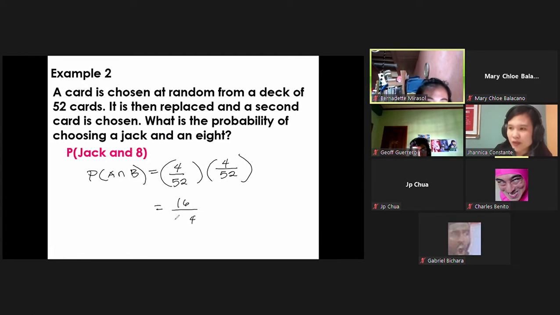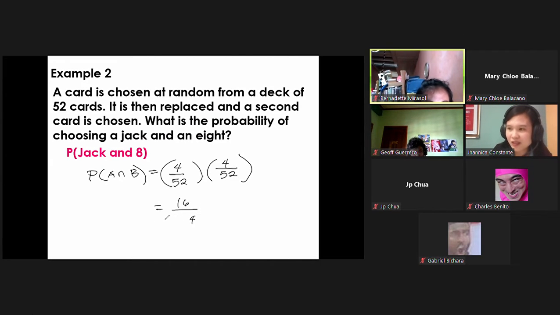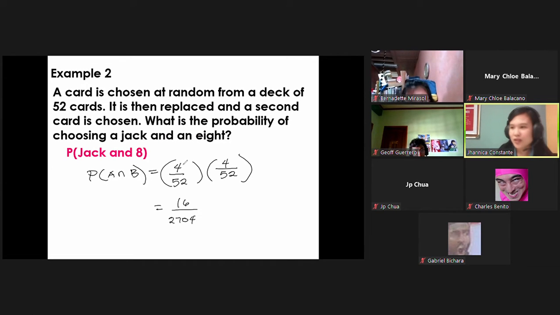2,704. Okay, so we have 16 over 2,704. Can we still simplify this probability or this fraction?